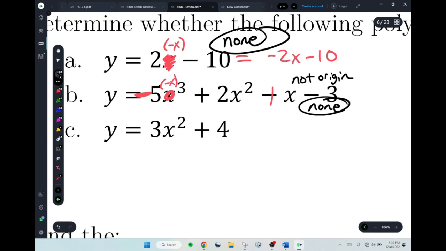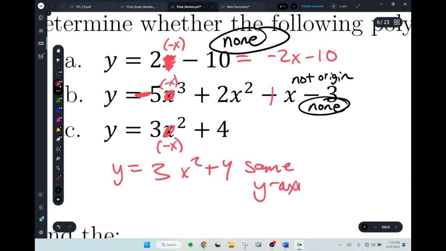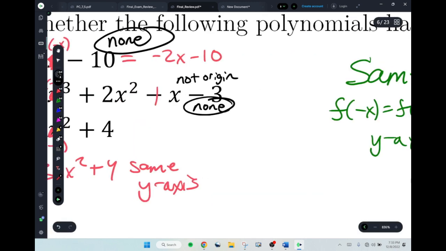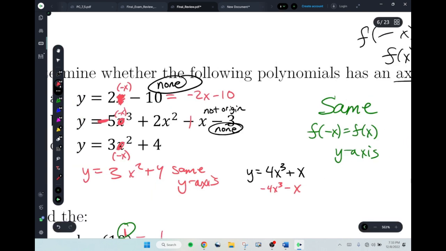Ah, here's the first one that's going to hit us. I plug in negative x. Y equals 3. Negative x squared is the same as x squared, right? Same. That means y-axis. And just for one more small example, one that has origin would be if they're all odds. So y equals 4x cubed plus x. They're all going to flip perfectly. That's going to end up being negative 4x cubed minus x. Can you do that? Yes. Sorry.